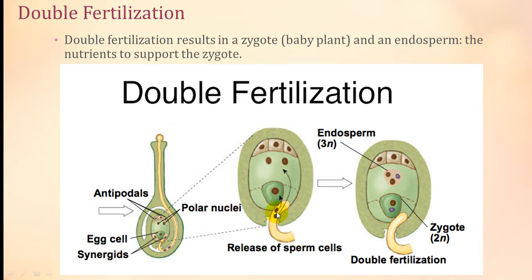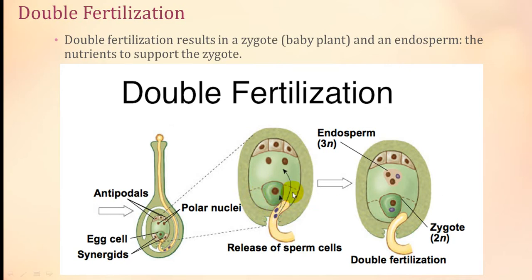The first sperm cell will go into this area right here, into our egg cell, and it will become a zygote. Look, 2N. That means it has all the genetic material. So that's the baby. That's the new plant right there.